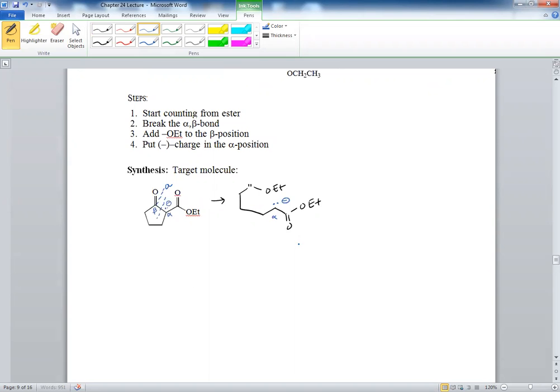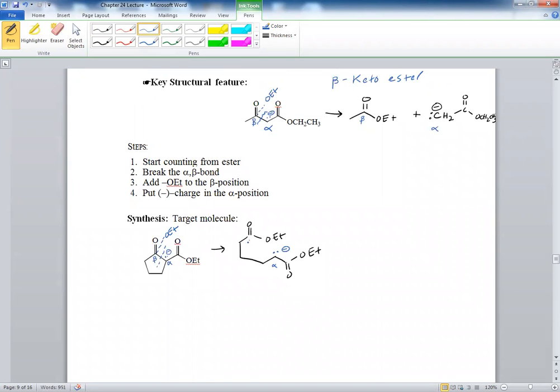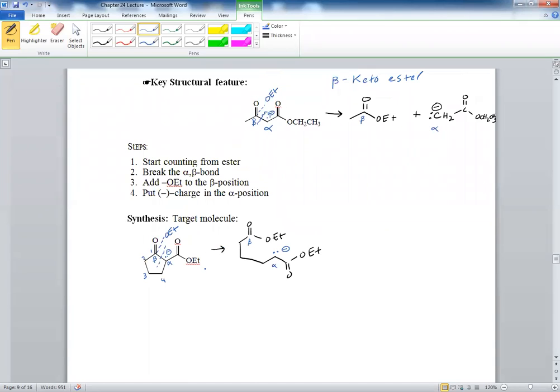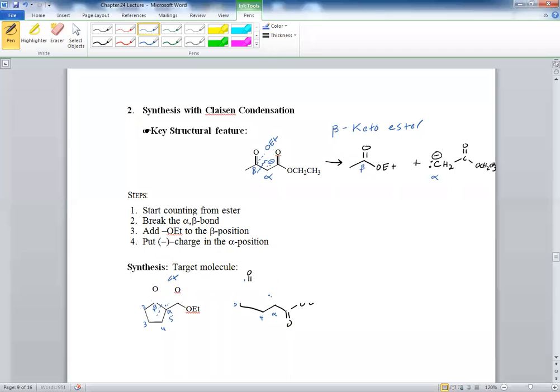Here's our alpha. Here's our beta carbon. And let's actually do some numbering here. Let's call this 1, 2, 3, 4, and 5. That's this carbon. So here we go. 1, 2, 3, 4, and 5.